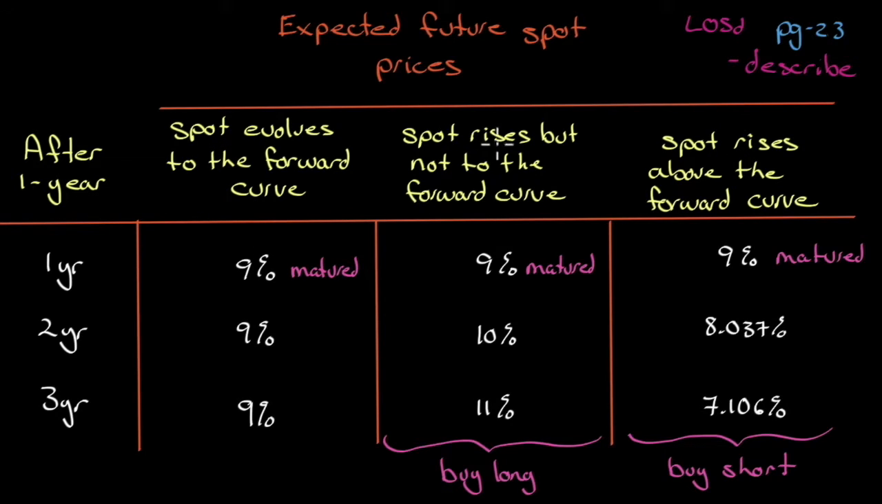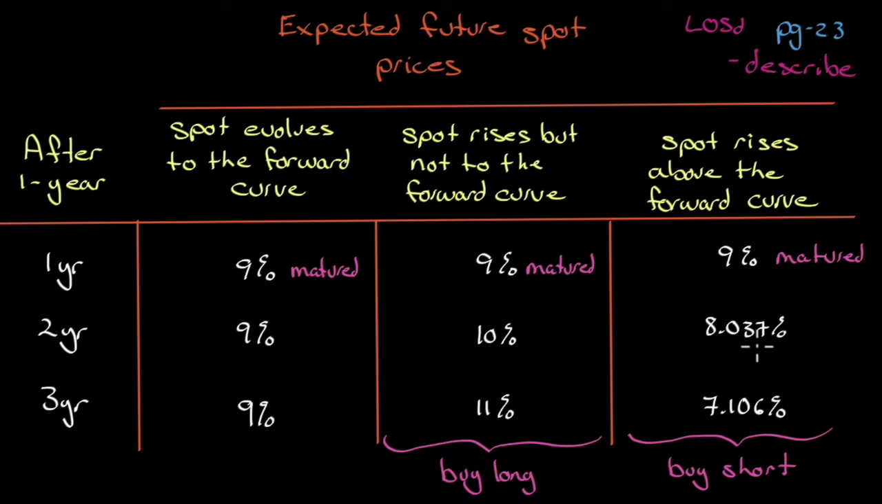Here the spot rises, but not to the forward curve. And here the spot rises above the forward curve. And of course, this is what we expect to happen in the future. The expected future spot prices here end up converging to what the forward prices were on day zero. Here they fall below. Here they fall above.